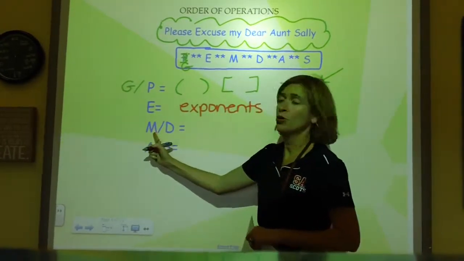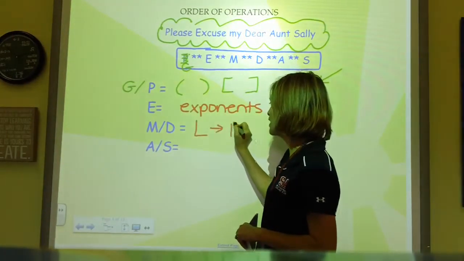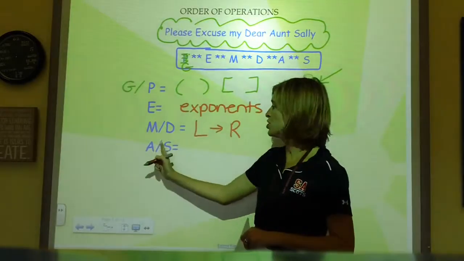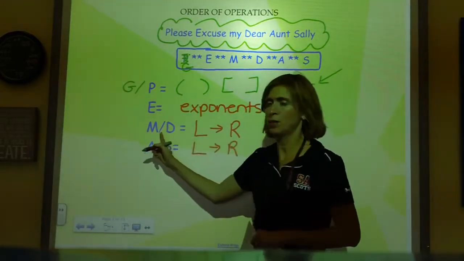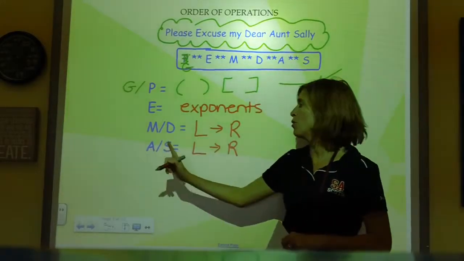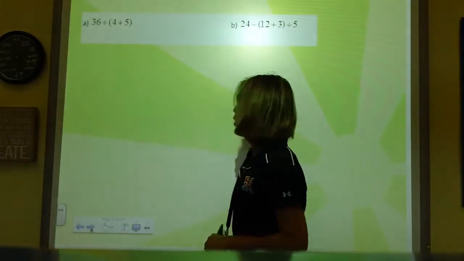Okay? We do multiplication and division together from left to right. And then we go on to addition and subtraction from left to right. Multiplication and division has to go before addition and subtraction. Okay? All right, moving on.